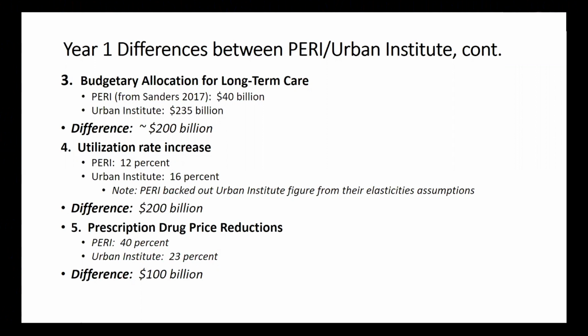I actually built in $40 billion of extra coverage just as a matter of principle, but the Urban Institute's estimate is $235 billion additional for covering long-term care, so that's a difference of $200 billion. Now here's another critical one, utilization, as I mentioned before. Our estimate was, we built into our study that it would be a 12% increase in utilization.